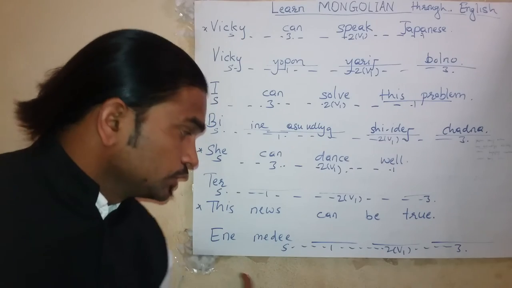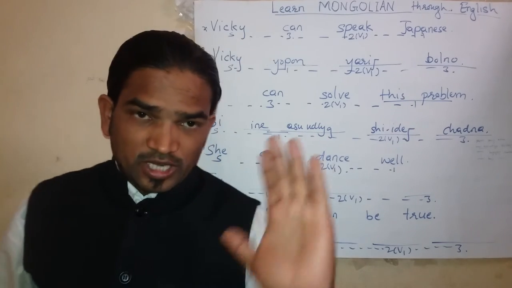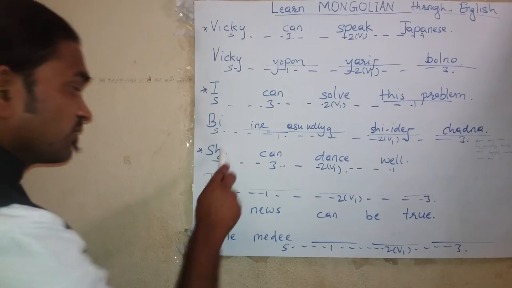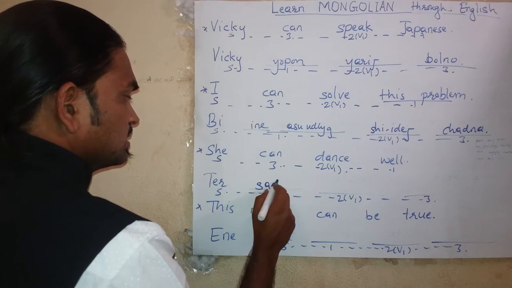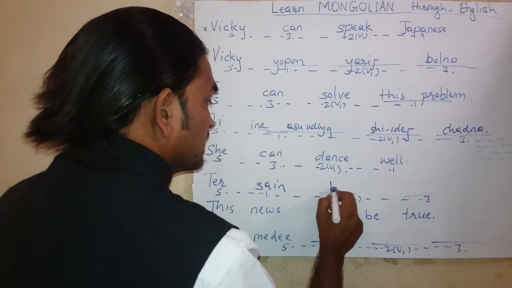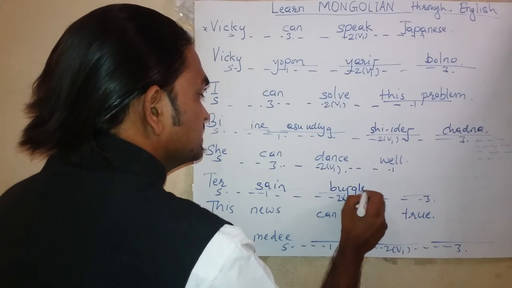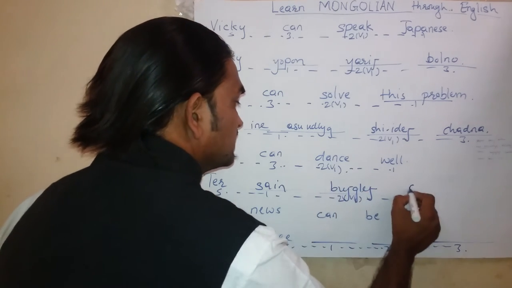And at that time, you should try to type the sentence in the comment box. Start. The word for she is ter. The word for well is sain. The word for dance is buzglez. B-U-Z, G-L-E-Z. The word for can is chadna.